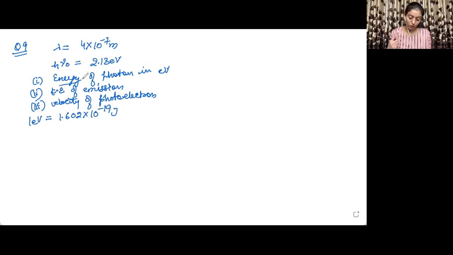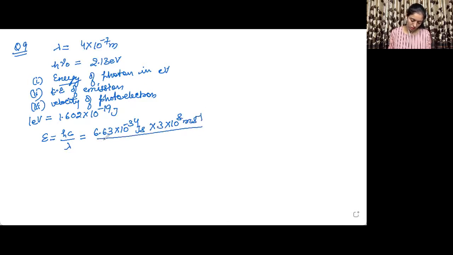Let us find out the energy of the photon in electron volt. So energy is related to lambda as hc upon lambda. So it will be equal to 6.63 into 10 raised to the power minus 34 joule second into 3 into 10 raised to the power 8 meter per second upon lambda. Lambda is 4 into 10 raised to the power minus 7 meter. Now the energy that we will calculate from this very formula will give us the energy in joule. And we need to find out it in electron volt. So first we will find out in joule, then we will convert it into electron volt.